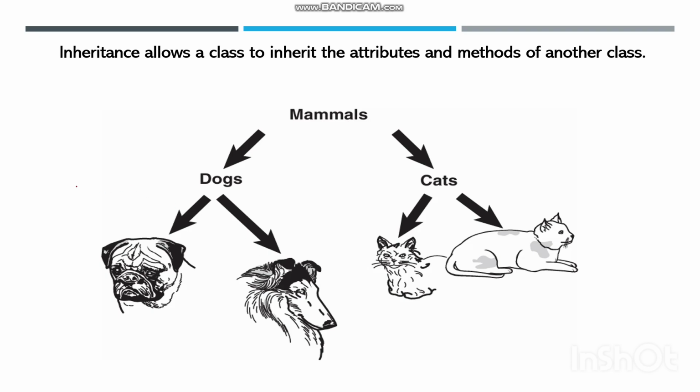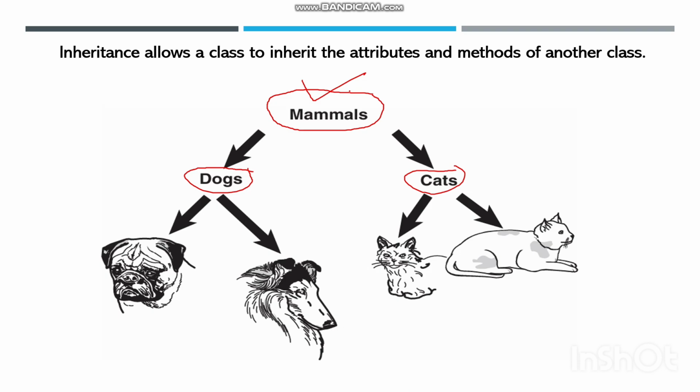So what does inheritance actually allow us to do? Inheritance allows a class to inherit the attributes and methods of another class. Here I have an example to demonstrate how we use inheritance. There is a class of animals, a broad category called mammals, and inside the mammals we have two subcategories, or you may say instances, the cats and dogs.